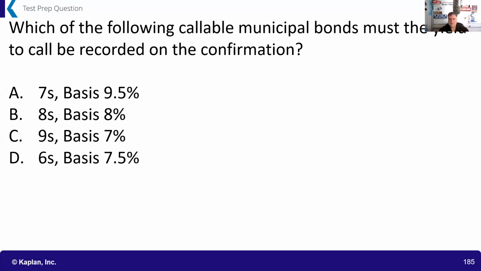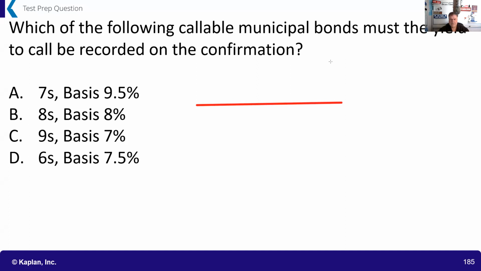Which of the following callable municipal bonds must have the yield to call recorded on the confirmation? So MSRB says we need to quote yield to call when a bond's trading at a premium. So basically what we've got to do here is find out which of these bonds is trading at a premium. Now in bond speak, when I say the sevens, that means the coupon is seven. And basis is the fancy word for yield to maturity. So one thing I recommend is using the teeter-totter. And the reason I love the teeter-totter is it turns judgment questions like this into aim and shoot questions. So a flat line represents a bond at par. And so we have a 7% bond, and that's the middle of the teeter-totter.